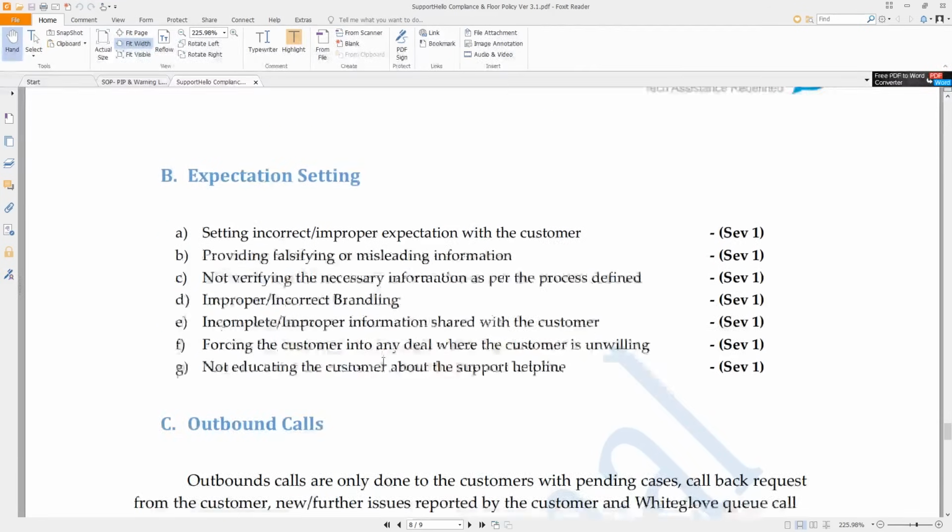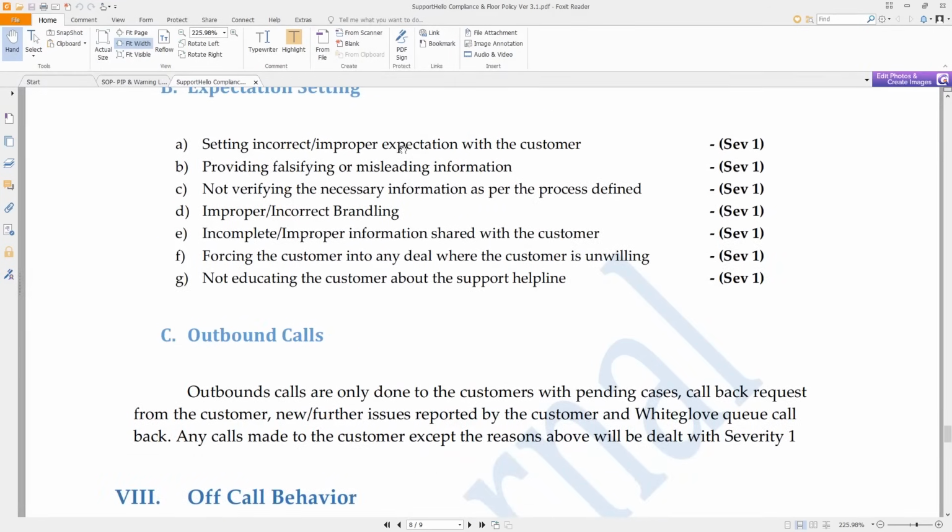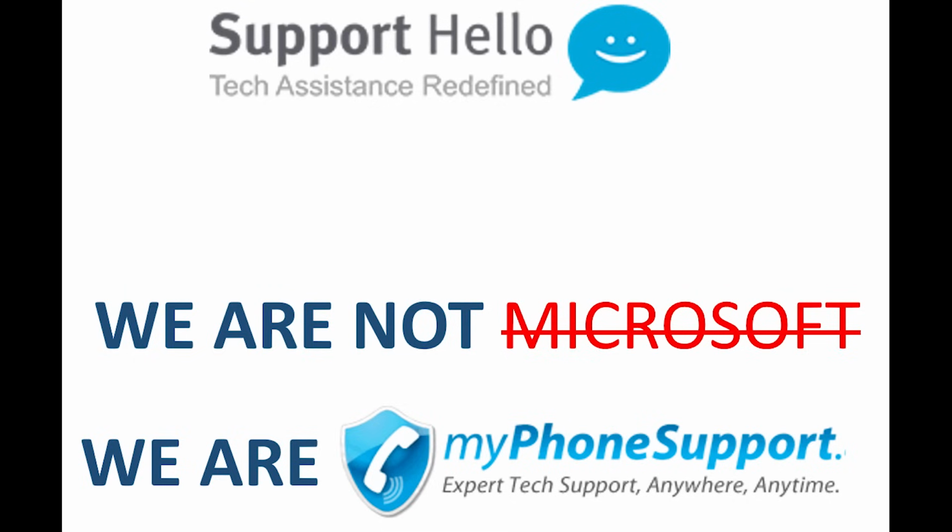Ironically, Support Hello's documents on expectation setting say that providing false or misleading information to their customers is against their policy, and yet their own policy documents say that they have to use msconfig as part of the routine to get a sale. One of the other partnerships that Ecosoft has is with MyPhone Support.